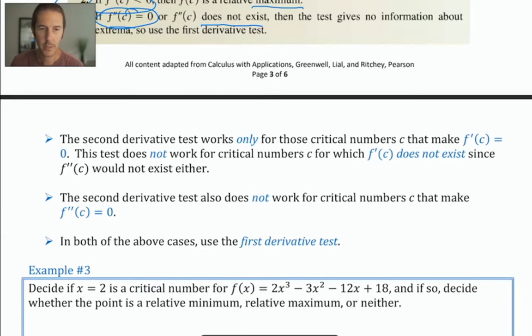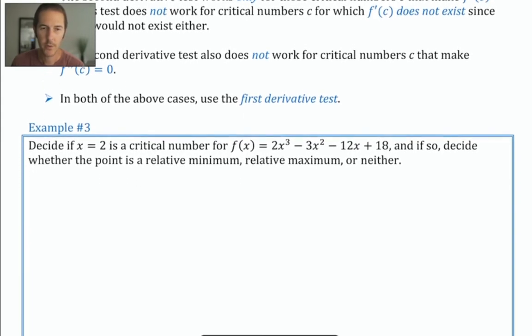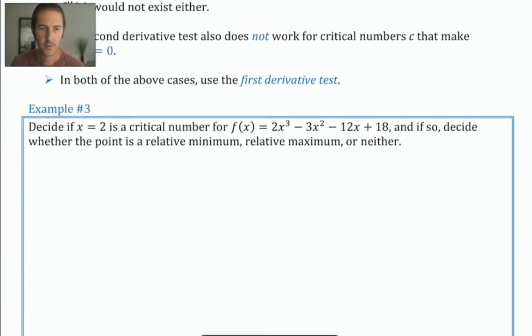Yeah, you can read that bullet. You can read the third bullet. And let's go into this example.